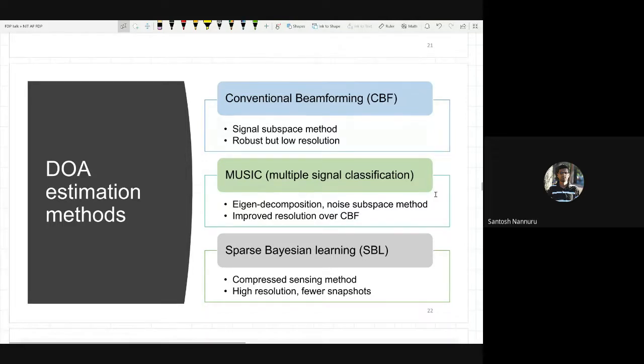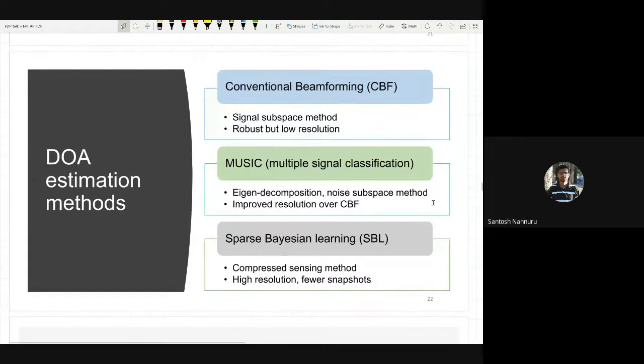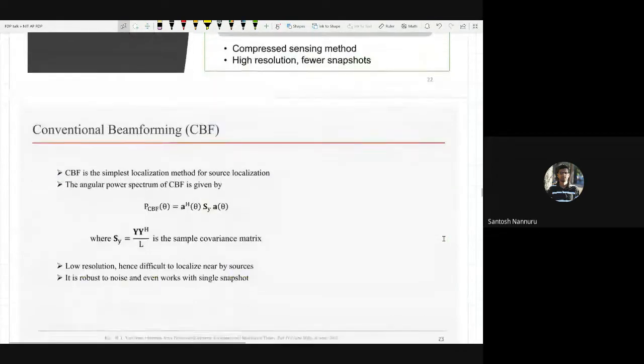A high resolution method is MUSIC. This is one of the most popular methods, which people still use. It is a noise subspace based method. It decomposes your covariance into signal and noise subspaces, and uses the noise subspace to find peaks, or where the sources are located. I'll just give a brief introduction to these also, and SBL is what we already discussed.